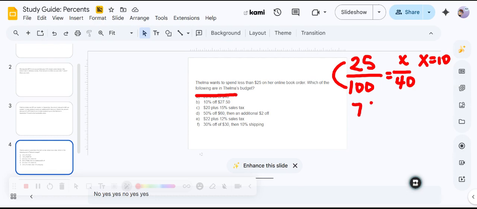Could you also have done 75% of 40? Because 100 minus 25 is 75. Yes, and then you don't have to subtract at the end. You'll still find out the book costs $30, and we don't want that.